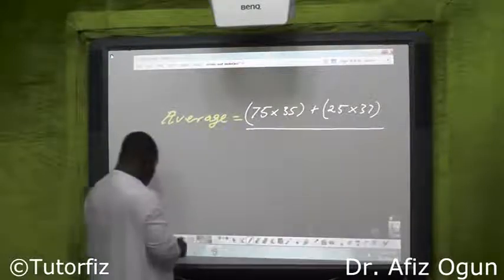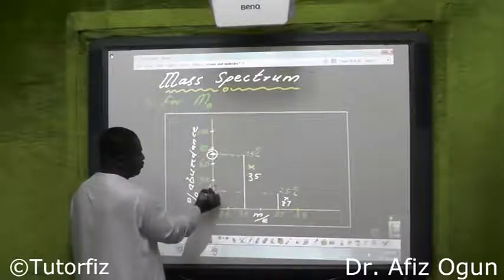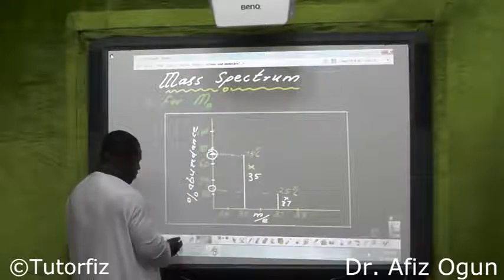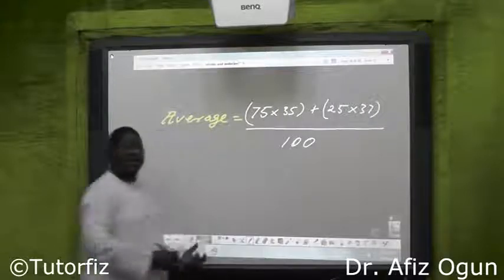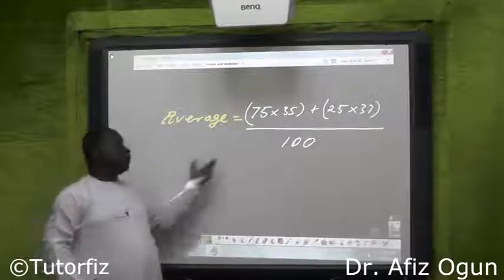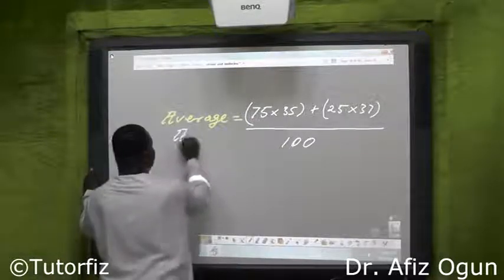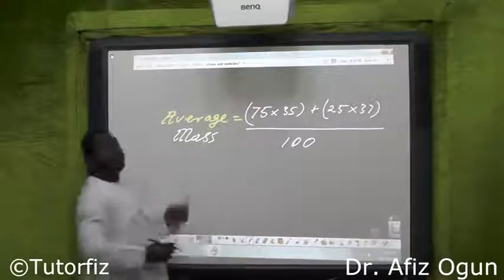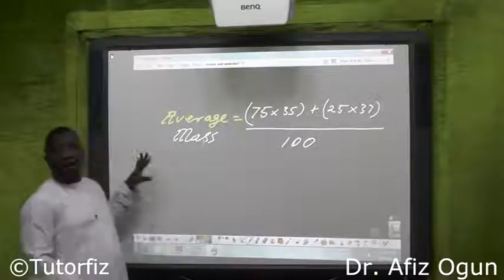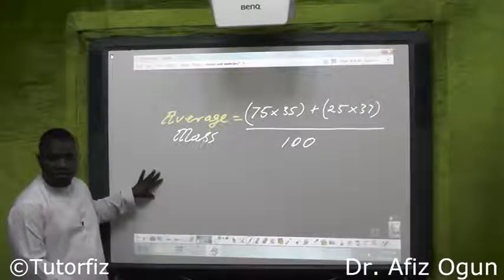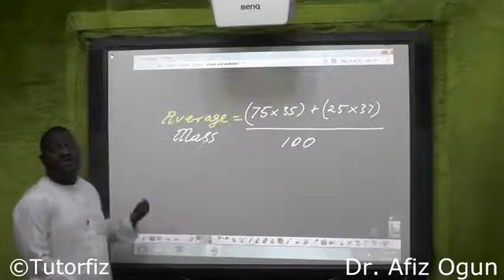What is the total now? We look at the abundances: here 75 and here 25. 75 plus 25 making 100%. So we write the 100 here as usual. You understand how to do this. Then at the end of the day, you get the average mass of chlorine. We have done this calculation before. I've given you about 5 or 6 calculations, and we have solved them. We have the video for that, and you have watched it. This is how those percentages came about.